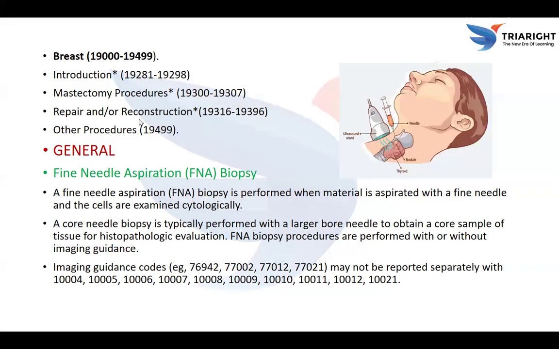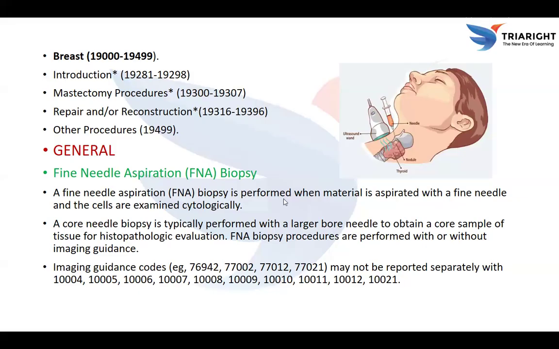Repair and reconstruction codes are 19316 to 19396. In this, the procedures are done to rebuild or repair the breast after surgery or trauma. It includes breast reconstruction after mastectomy, implant placement and tissue flap reconstruction. Other procedures, 19499. A miscellaneous code for breast procedures that don't fit into other categories.